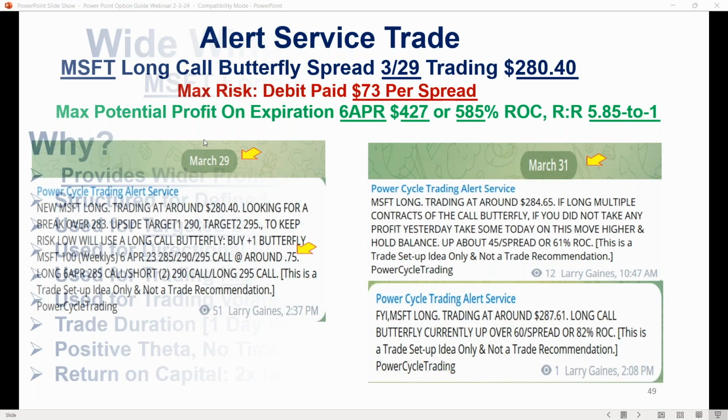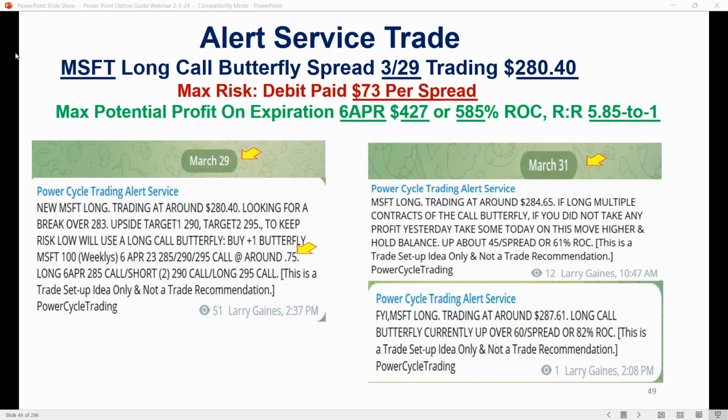Okay, so here's the one that we had set up on Microsoft, a kind of alert trade here. So it says here, new Microsoft long trading at 280.40, looking for a break over 283. So then I put in the upside target 290, 295 to keep risk low. We use a long call butterfly.